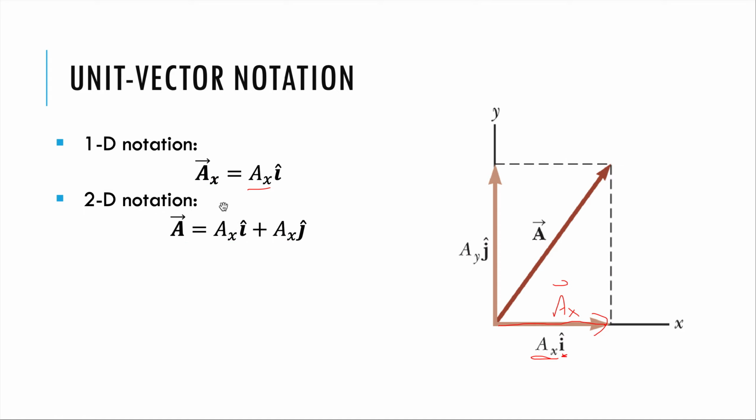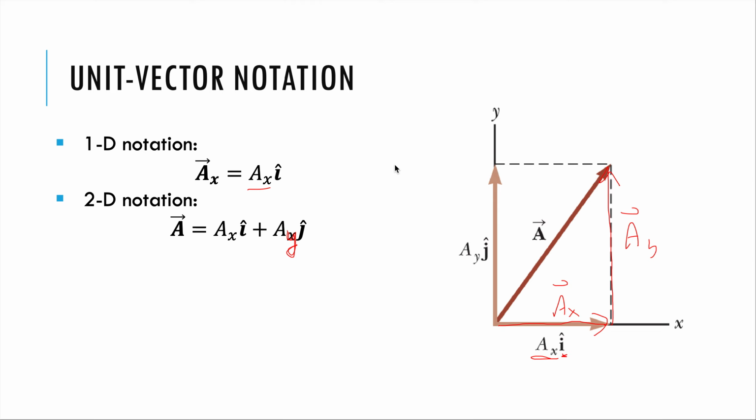Now let's say that you have a vector in 2 dimensions. Well, then you would have the x component, ax i hat, plus the y component, ay j hat. So you're adding the x and y components to specify the vector in its entirety. And we know that that's the case because, as we can see from this illustration, if we have the ay vector going up here, the ax vector going to the right, when we add them tip to tail, we do get the vector A.